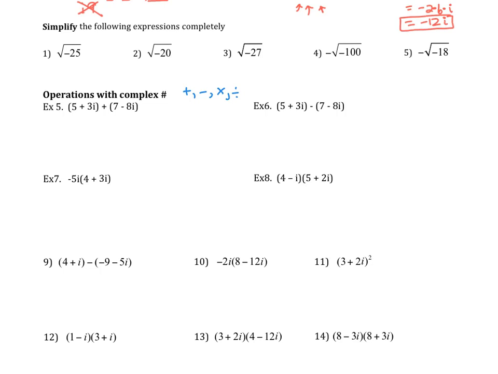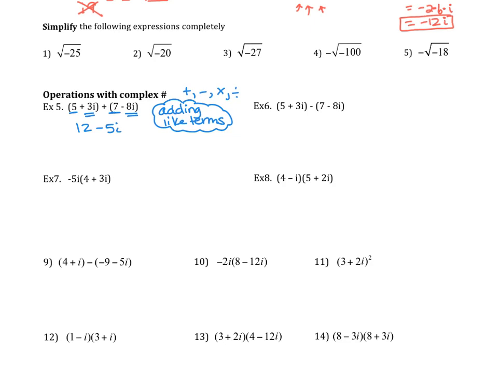So first of all, when I add complex numbers, it's basically adding like terms. So I'm going to add my real parts together, and I'm going to add my imaginary parts together. In this problem, my real parts are 5 and 7, and my imaginary parts are the 3i and the -8i. 5 plus 7 is 12, and 3i minus 8i would be -5i.